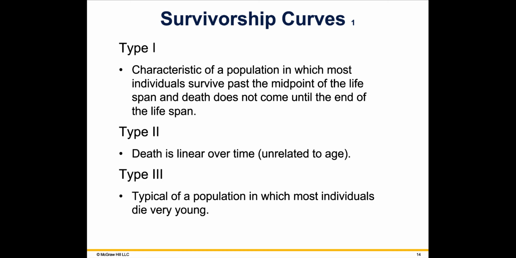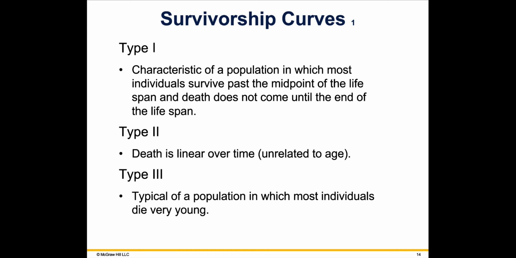Then we've got type 2. That is where we see death is linear over time, or it's unrelated to age. Really, the way you think about that is the chances of an individual passing on, dying, is the same throughout their whole life. What sort of creatures, plants, or animals may have this kind of life curve? Usually they're small prey items, something like a squirrel has a type 2 survivorship curve.